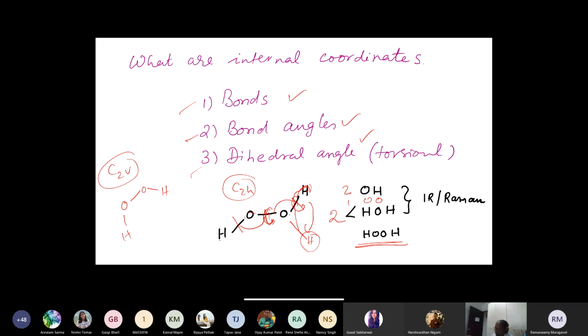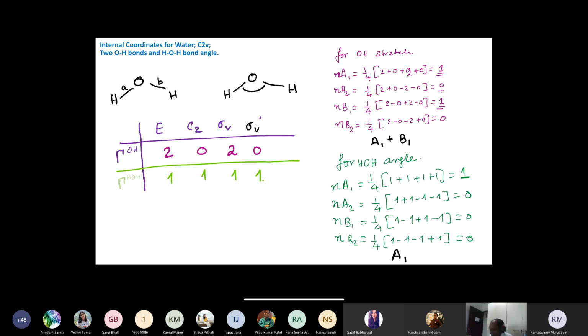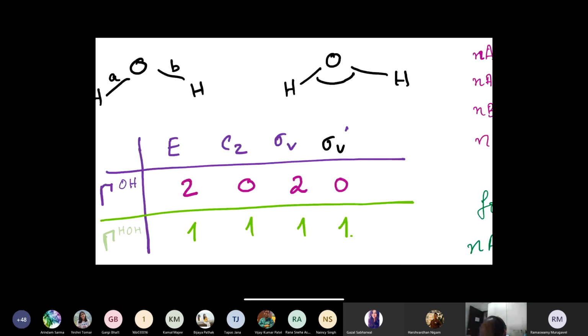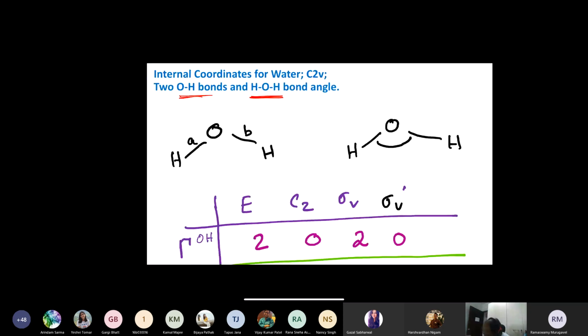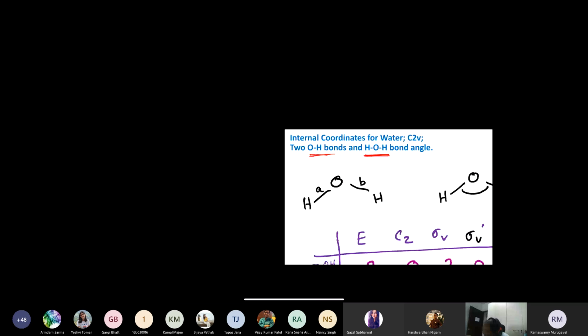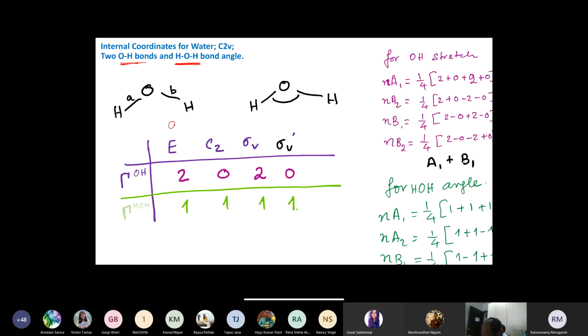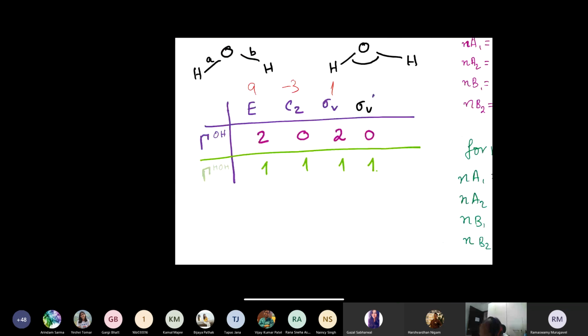Let me go back to the water molecule. Okay, so I come back to the water molecule. The water molecule's internal coordinates are very, very simple. I think it's got 2 OH bonds and 1 HOH bond angle. So why should I really worry about a 9, -1, 3, 1? What is the number? I keep forgetting the number.